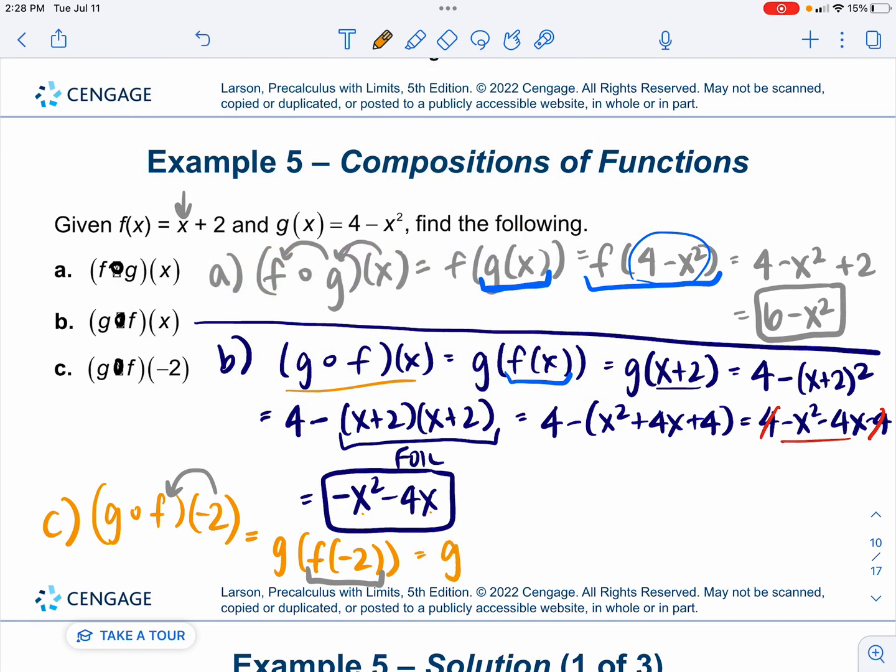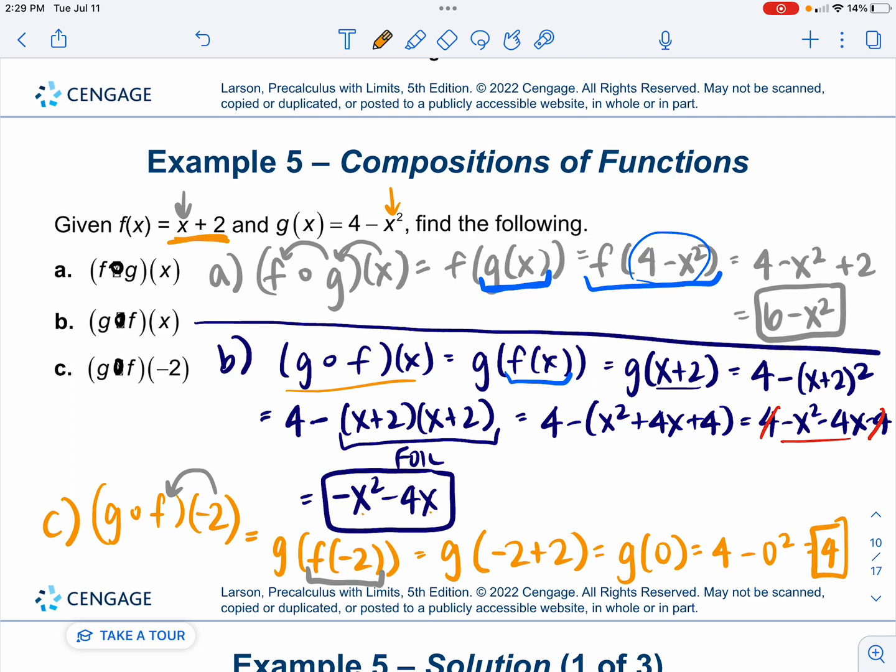That would be G of, and then that would be negative 2 plus 2. So that's the F function plugging in negative 2 for X. Negative 2 plus 2 is 0. So once you do that inside part, now you're left with G of 0. Well, G of 0 is just plugging 0 in the G function for X. So it'd be 4 minus 0 squared, which would be 4.